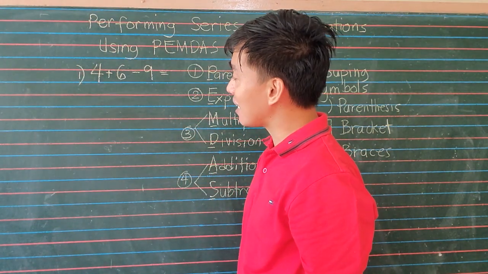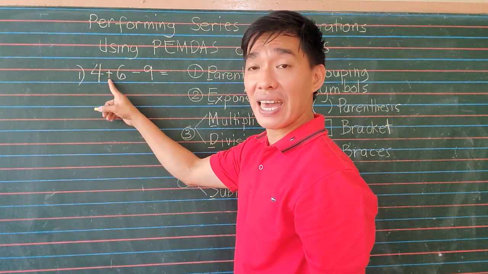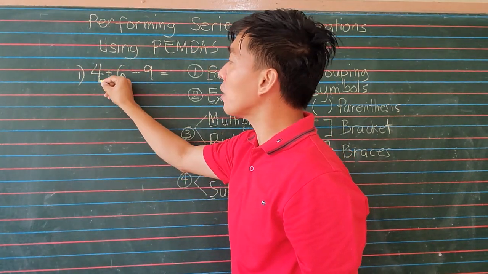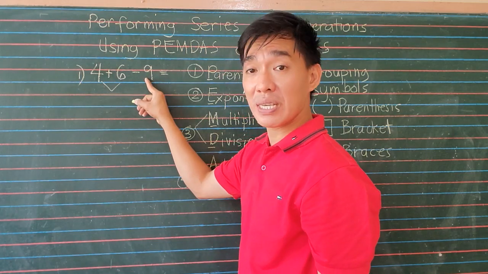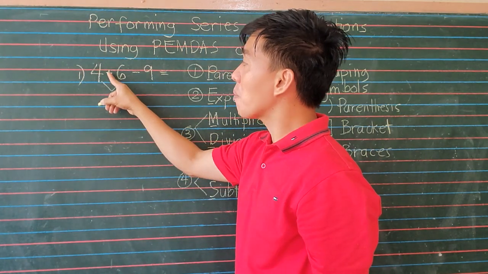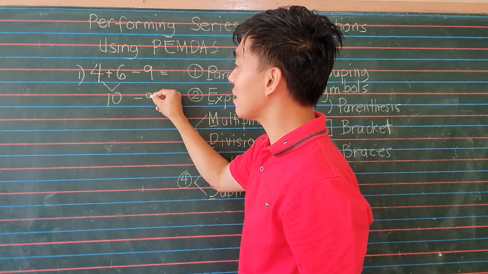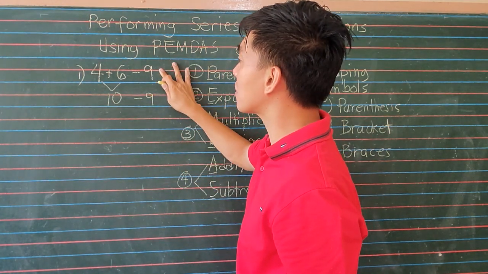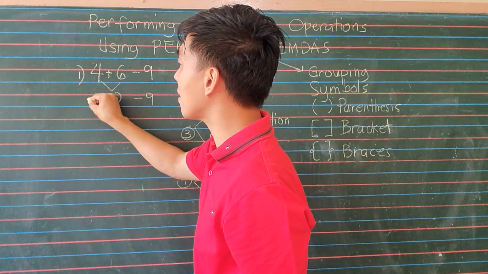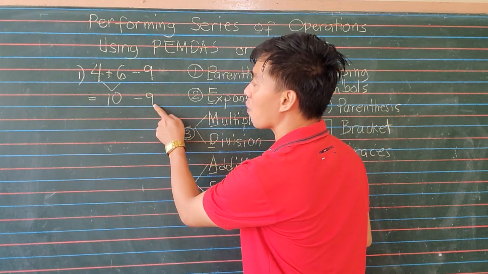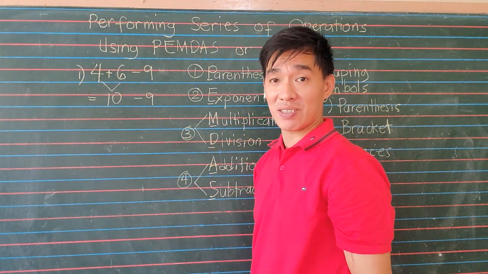So in this case, addition is ahead of subtraction. So we will add first before we subtract. And 4 plus 6 is equal to 10. Then you copy 9. Allow me to transfer the equal sign here because this is our partial answer.